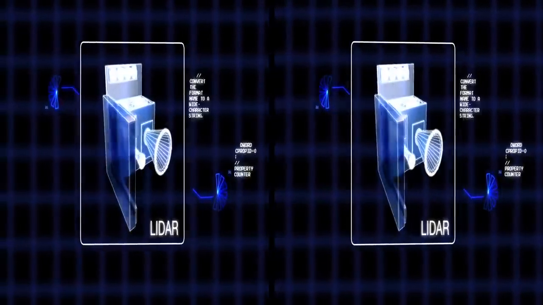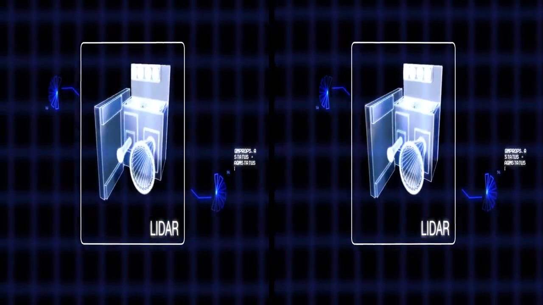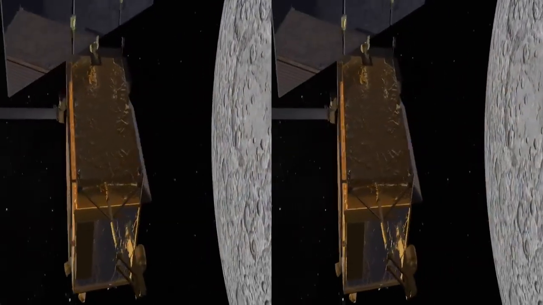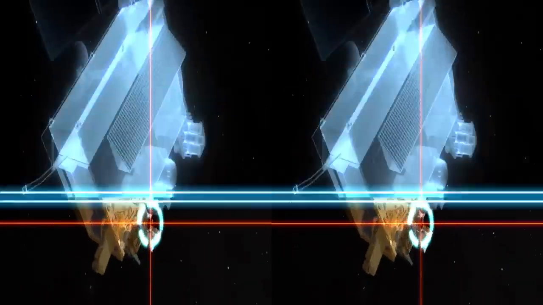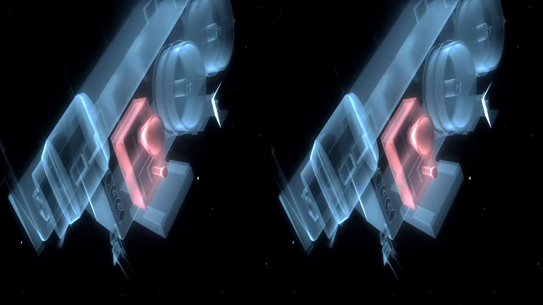To find out, NASA scientists can use a precise measuring tool called LIDAR. Mounted on a satellite orbiting high above a planet, LIDAR instruments are able to accurately measure the distance between the instrument and the landscape below using laser pulses.